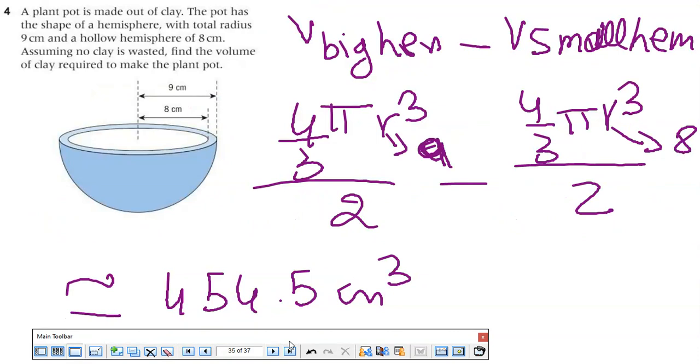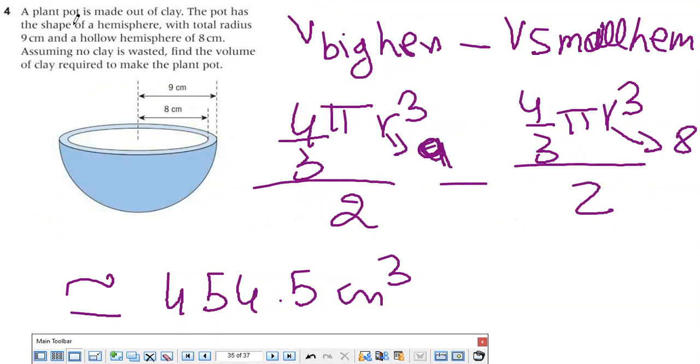Exercise 4, we will read and explain it. A plant pot is made out of clay. The pot has the shape of a hemisphere with total radius 9 centimeters. So you know that the pot is thick from here, and my objective is to find the volume of this thickness here. Now, it has a hollow hemisphere of 8 centimeters, so it's 8 centimeters inside. Now, assume no clay is wasted, so I don't want to waste any clay. Find the volume of clay required to make the plant pot.